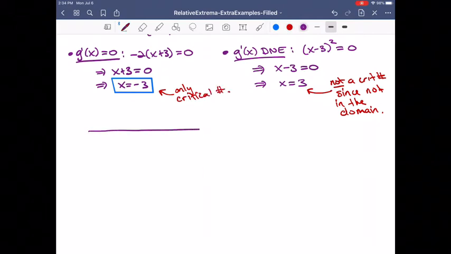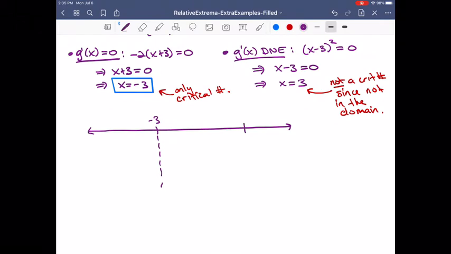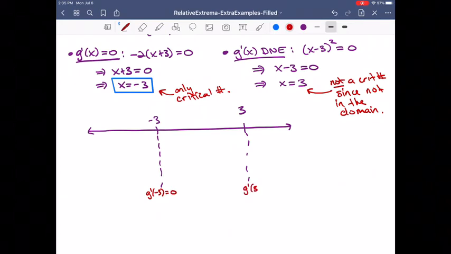So we make our number line. I'm going to have negative 3 on here, and I'm also going to have positive 3. Now I'm just going to make a note here: g prime of negative 3 equals 0, and over here, g prime of 3 does not exist, and g of 3 also does not exist. So this is maybe going to help me remember that this one is not a critical number.